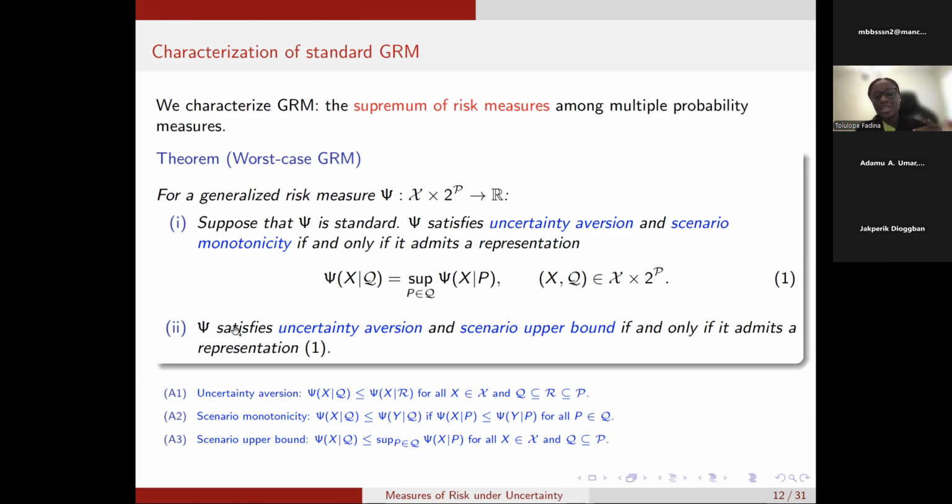And it's the same thing if this psi satisfies uncertainty aversion and scenario upper bound, then we have this kind of representation. To prove this result, we establish two inequalities: that this generalized risk measure is less than or equal to this representation, and then that it is greater than or equal to this representation, and that gives us this particular result. Henceforth, if I mention the characterization of generalized risk measure, I'm referring to this representation that we have here.